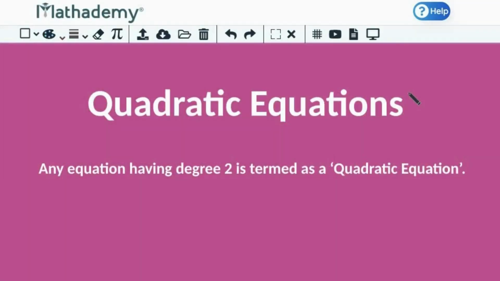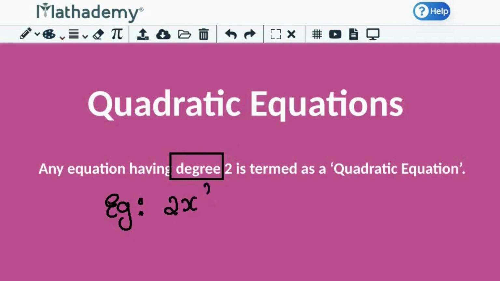In this video, we are going to learn what quadratic equations are. Any equation having degree 2 is termed as a quadratic equation. First, let us talk about this term degree. Degree is the highest power of the variable in an equation. Let us understand this with the help of an example.